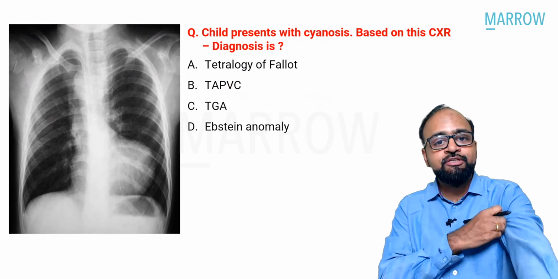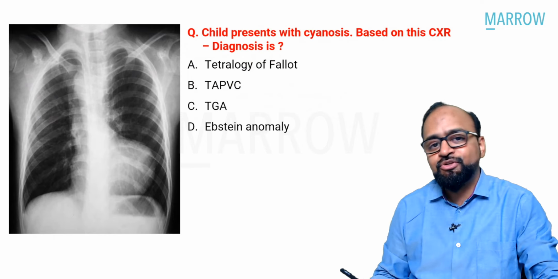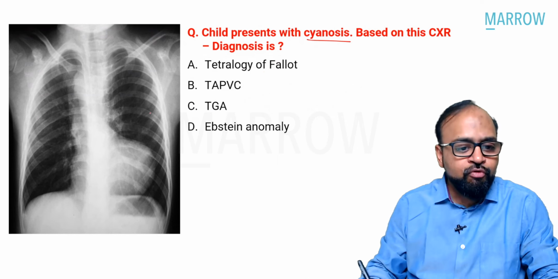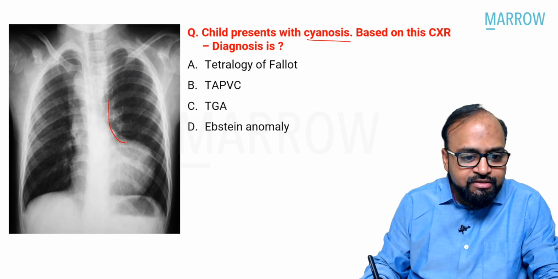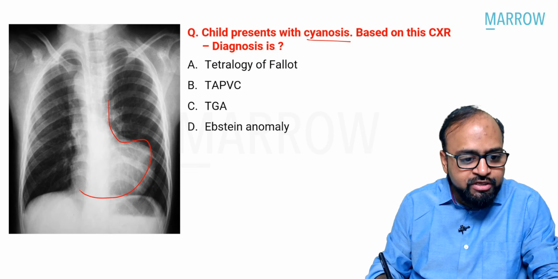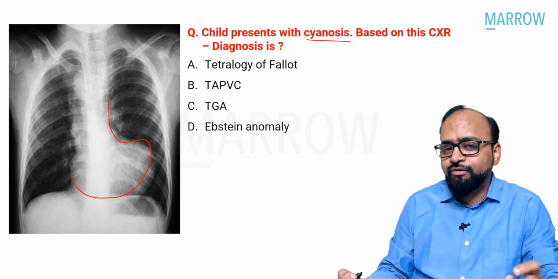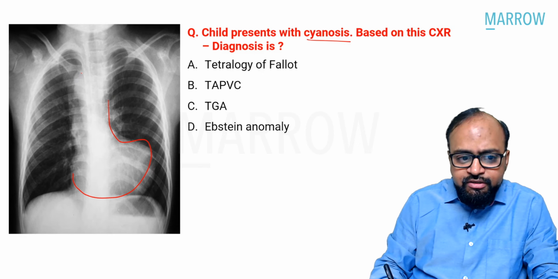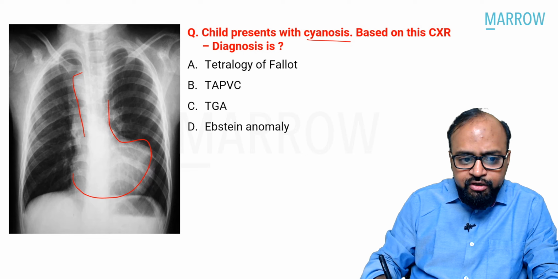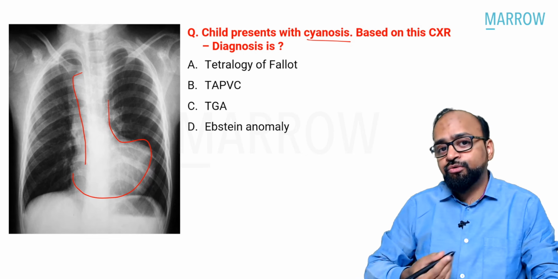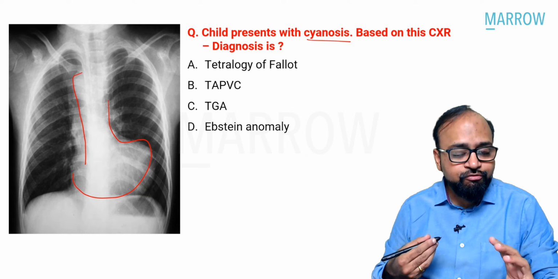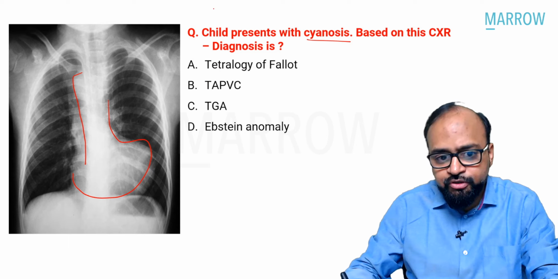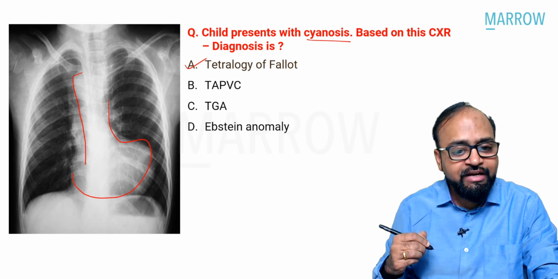Let us move on to something specific now, and this is again an absolute favorite of your examiners. A child presents with cyanosis. What is this appearance? Can you see that this is the boot-shaped heart or coeur en sabot appearance? For those of you who have a keen sense of sight, another finding here is a right-sided aortic arch. Almost 25 to 30% of children with tetralogy of Fallot have a right-sided aortic arch. So this is your boot-shaped appearance of tetralogy of Fallot, right?